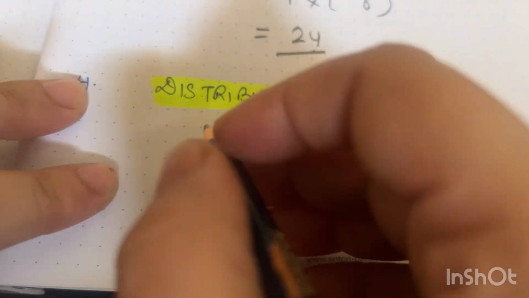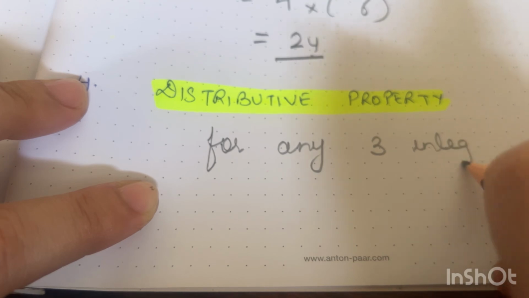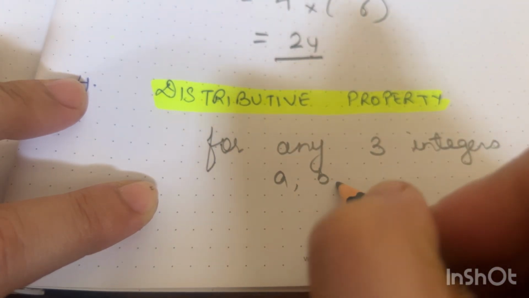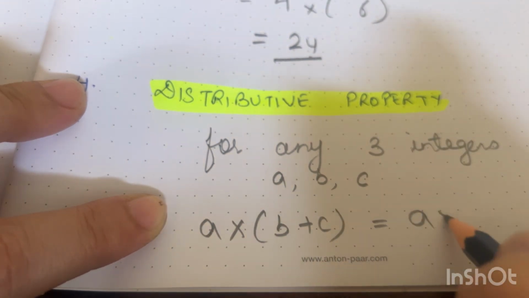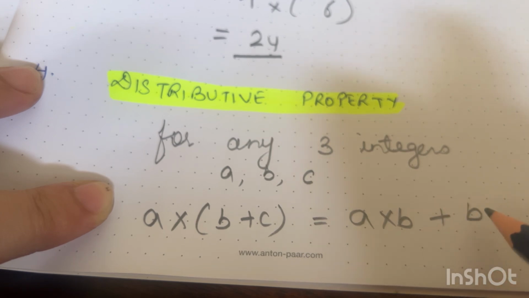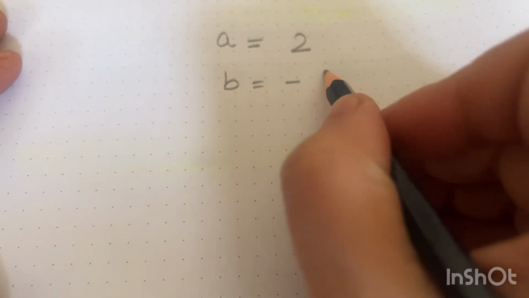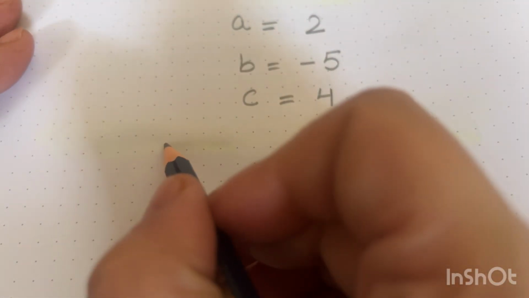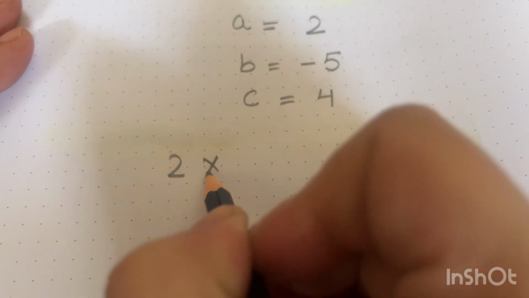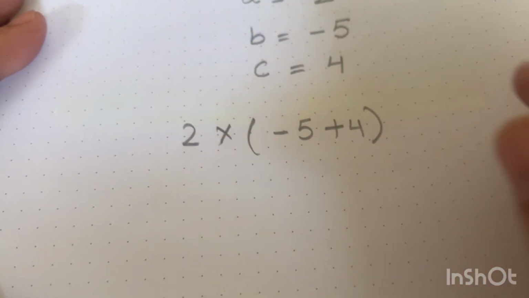Next is the distributive property. It says that for any three integers a, b and c, a multiplied by (b plus c) is equal to a multiplied by b plus a multiplied by c. So let us take some values. For a, let us take 2, for b, minus 5, and for c, this time let us take a positive integer 4. So now let us put these in the formula: a, 2, multiplied by (b plus c), minus 5 plus 4. Now let us solve this first.